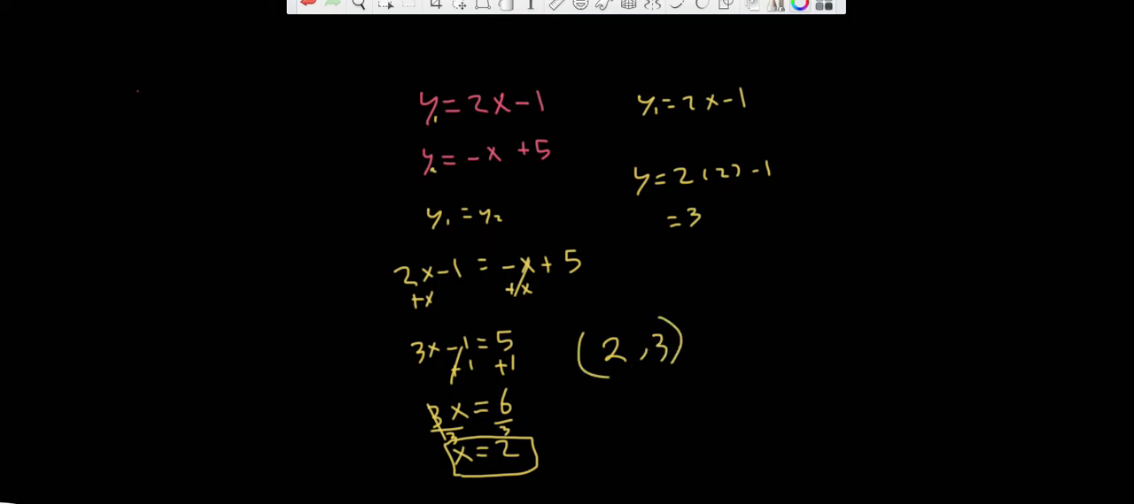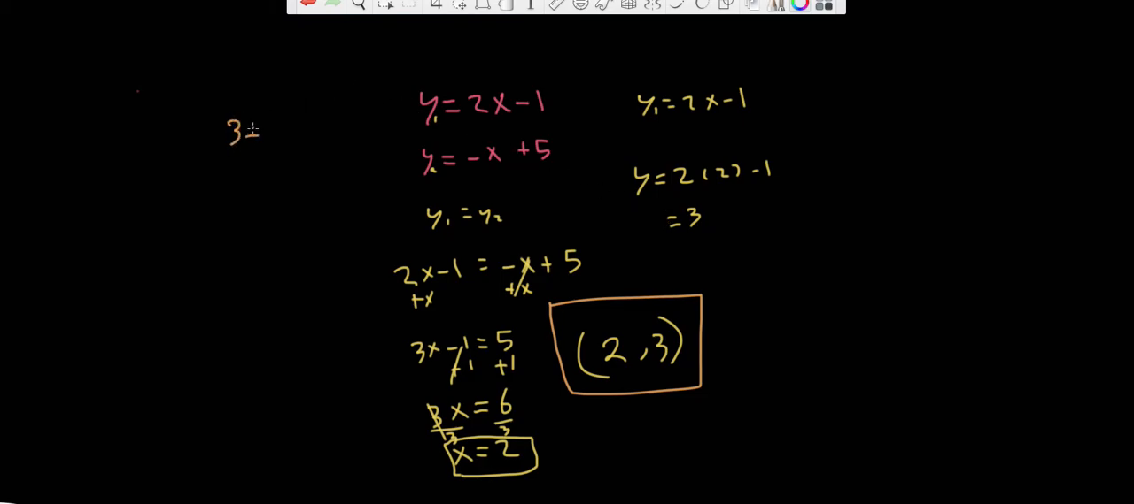And now let's check our answer. So we know that the point of intersection is (2, 3). Now, how do we check that? Well, we know that both lines have to go through this point. So therefore, what we can do is plug it in and see if we get equivalent expressions. So let's plug in right here.